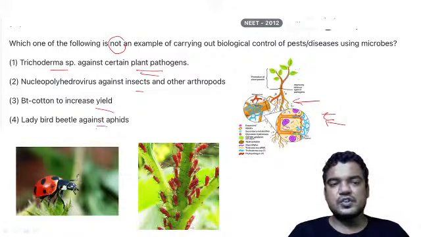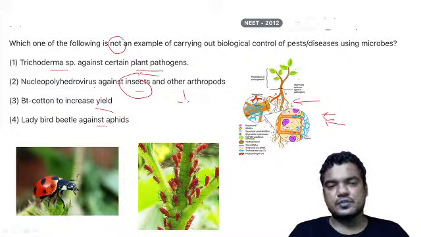So coming to this nucleopolyhedrovirus, this virus kills the insects. It belongs to the family Baculoviridae. So in this family, we see this nucleopolyhedrovirus group, and these members kill the insects and other arthropods. So this virus also acts as a biological control.